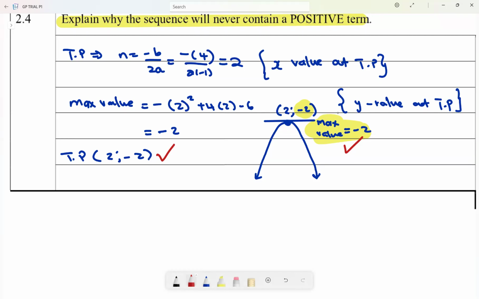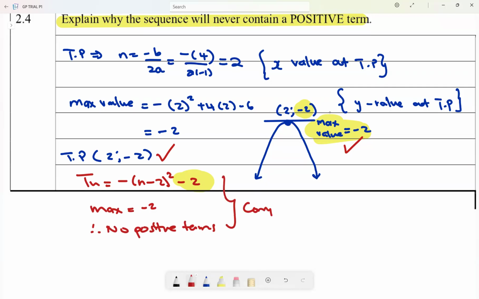However, you can explain that, or you can complete the square. And then when you complete the square you should have something like this, so this is your maximum value. So already you see that your maximum value is equal to negative 2. Therefore, no positive terms are going to be there. This is when you do completing the square.